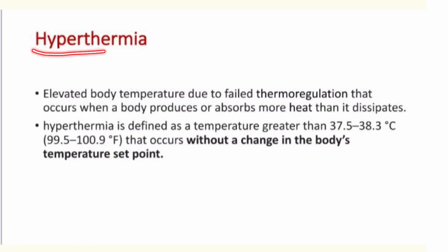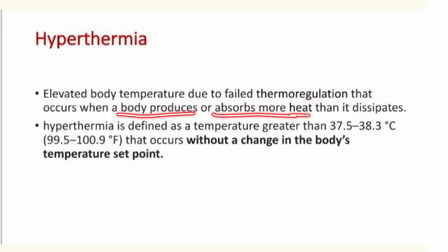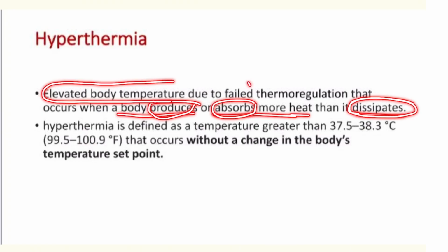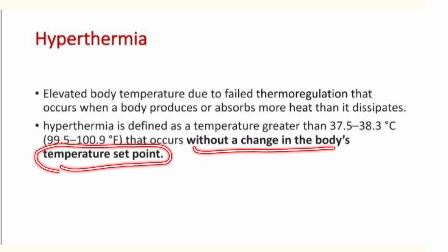Now, what is hyperthermia? Hyperthermia occurs because of failed thermoregulation. The elevated body temperature which occurs in hyperthermia is because of the failed thermoregulation, and the body produces or absorbs more heat than it loses. So the body produces and absorbs more heat, rather it is unable to lose heat. It is defined as a temperature of more than 37.5 to 38.3 degrees centigrade, and it occurs without a change in the body's temperature set point. So there is no change in the set point. The set point remains constant in hyperthermia.